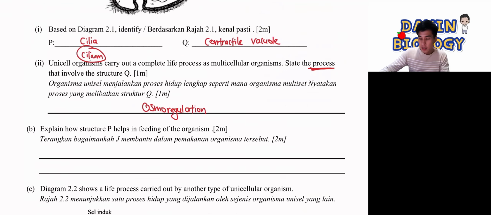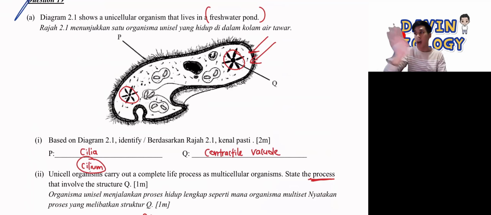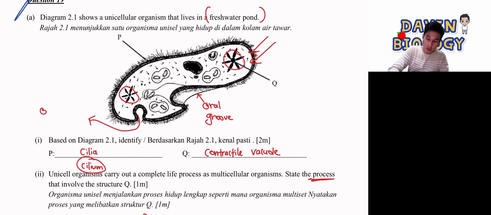How P helps in feeding the organism. Now, paramecium doesn't have what's that called, phagocytosis. Doesn't have one. They actually have a mouth and a butt. The mouth is here, looks like a tongue shape like that. This is where food enters from. It's called the oral groove. This is their butthole, called the anal pore.